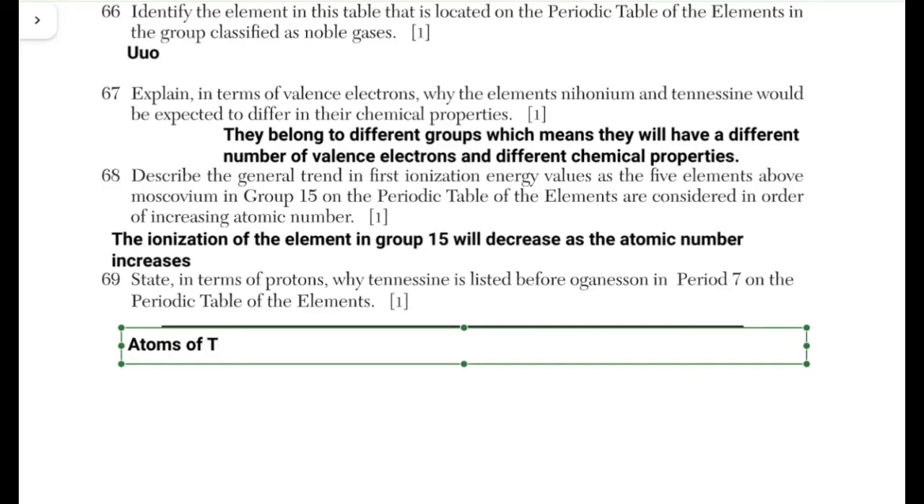State in terms of protons why tennessine is listed before oganesson in period 7 on the periodic table of elements. The atomic number represents the number of protons in an element. Atoms of tennessine have 117 protons, and atoms of oganesson have 118 protons.